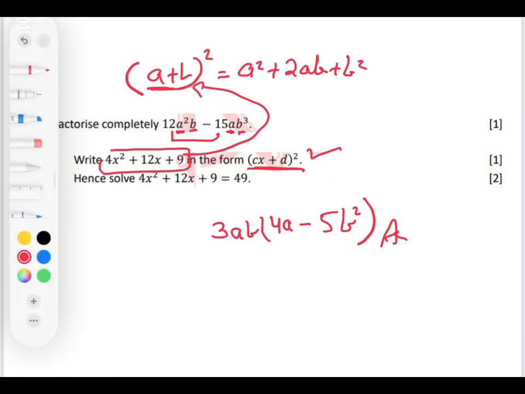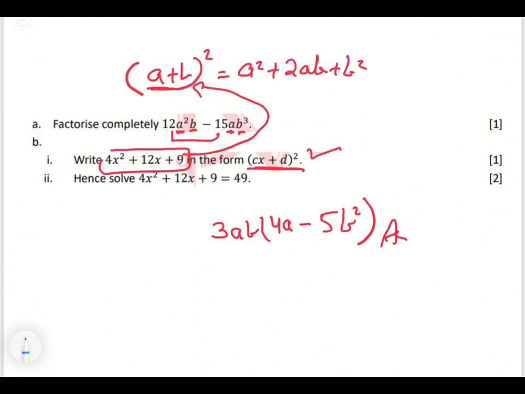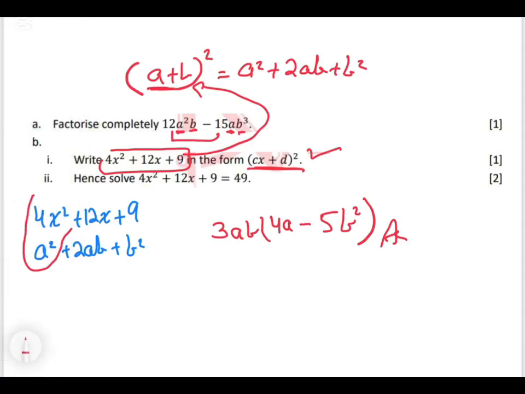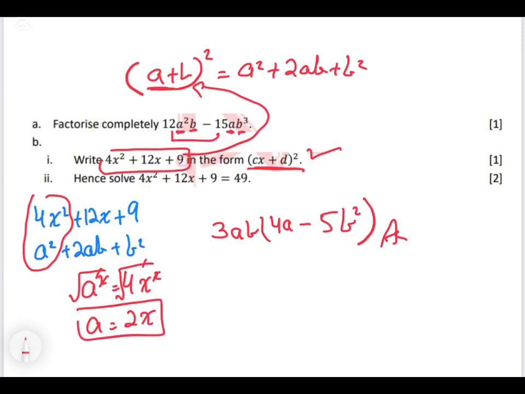So how do we find the values of a and b in this question? This is 4x squared plus 12x plus 9, what I have right now. The formula is a squared plus 2ab plus b squared, so I will compare these two. a squared is equal to 4x squared. To find the value of a, I apply a root, so the square and root will cancel out. 4 is the square of 2, so the value of a is 2x.